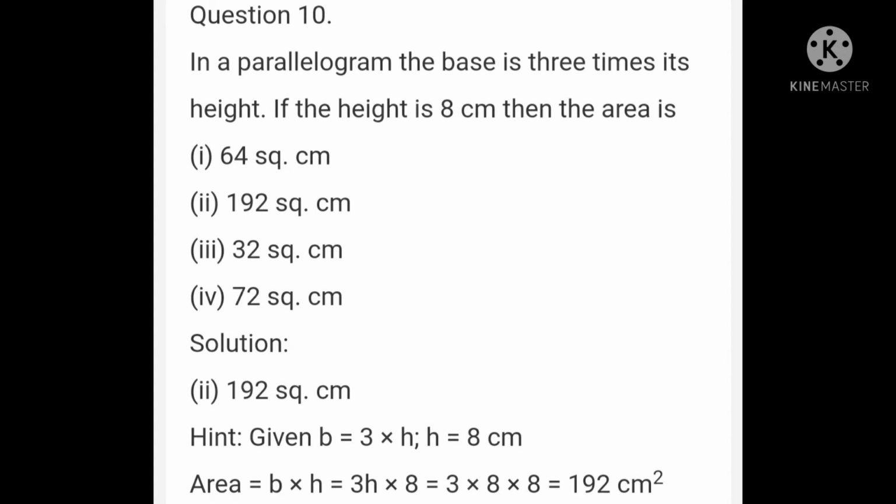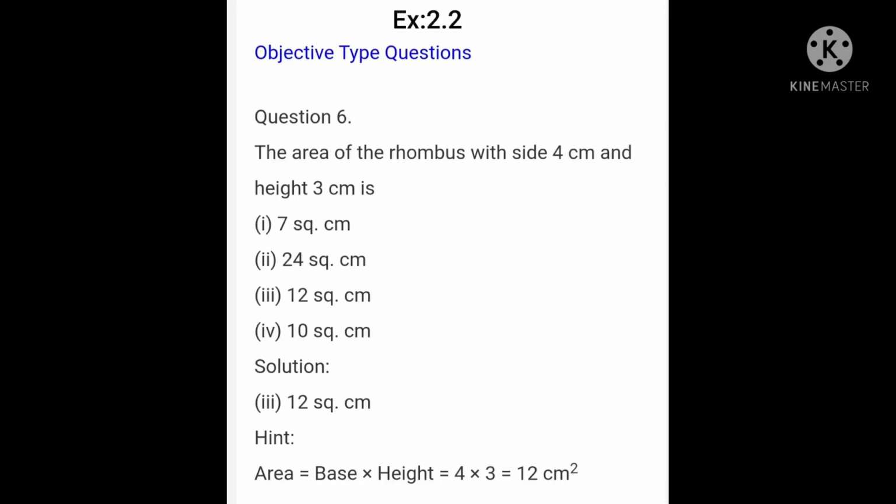For B, you have to take 3 into H. So 3H into H is given as 8. So just substitute the values: 3 into 8 into 8. 3 8s are 24, and 24 into 8 you will be getting 192. So 192 centimeter square or 192 square centimeter. Now next exercise.